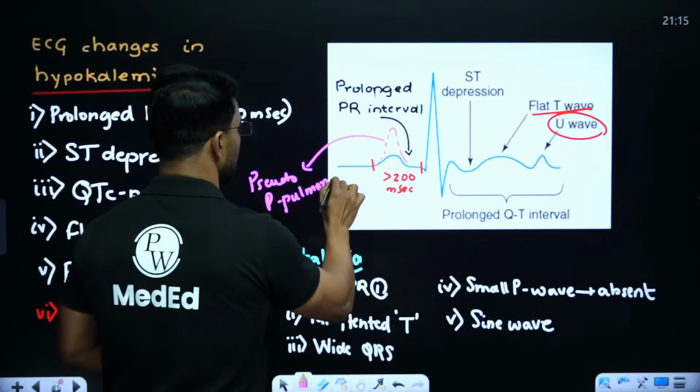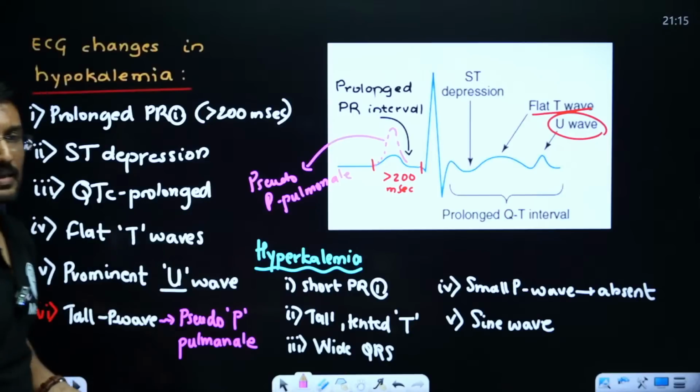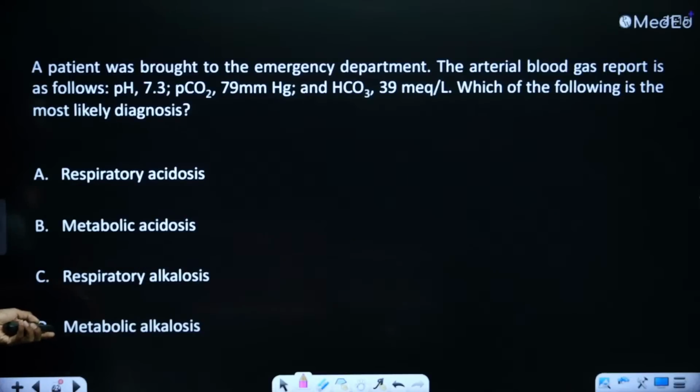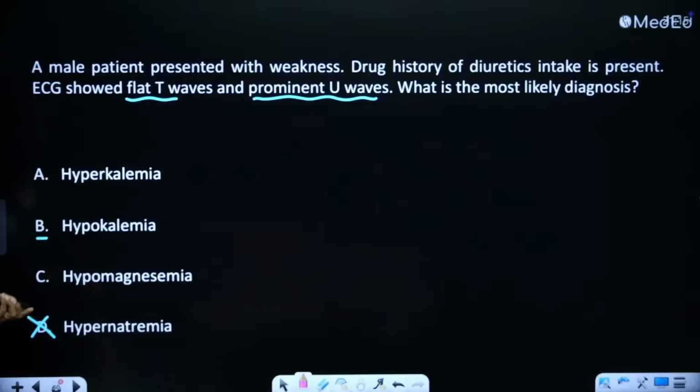In hyperkalemia, that P wave becomes stunted. Okay, so here our answer is going to be, of course, hypokalemia.